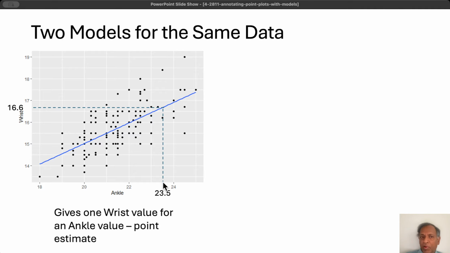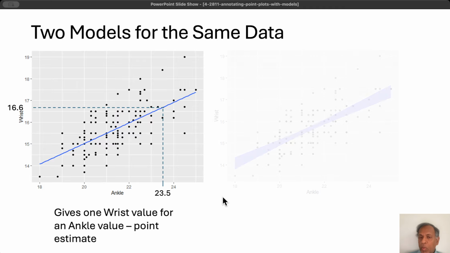they will have differing wrist sizes, but the number 16.6 will be the one that is closest to all those wrist sizes that you see for people with ankle sizes of 23.5. So in that sense, 16.6 is kind of the best guess for the wrist size of people with ankle size 23.5, and that's what the model says.